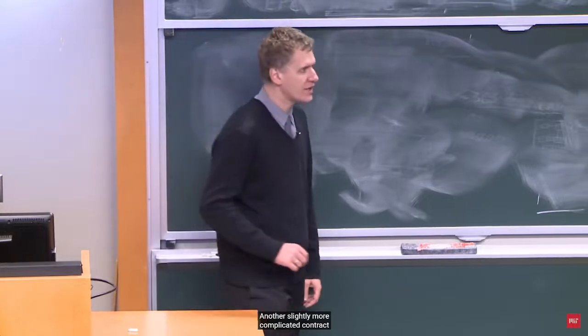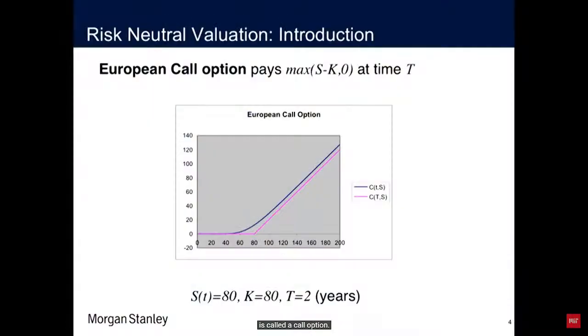Another slightly more complicated contract is called a call option. So if previously the forward is an obligation to buy the asset for an agreed price, a call option is actually an option to buy an asset at the agreed price. A call option can be viewed as kind of insurance against the asset going down. Basically, the payout is always positive. You can never lose money. On the forward, you can lose money.